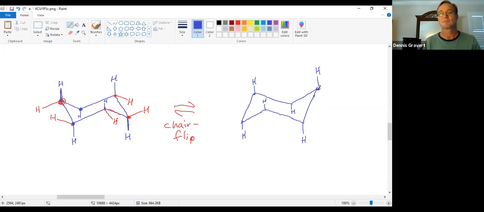Equatorial bonds start out horizontal, pointing away from the center, but they move away from the axial bond. So this one is going to point down until it's parallel with the C of the chair. Over here next, this is going to be away from the middle to the right, but up until it's parallel to this bond.